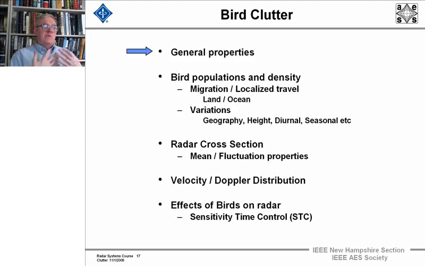When we think of our normal understanding of bird populations, we look up in the sky and see how many birds we see. Well, we're using our eyes, and it's a poor sensor to make a judgment about how many birds are out there and what their interaction with radars would be.